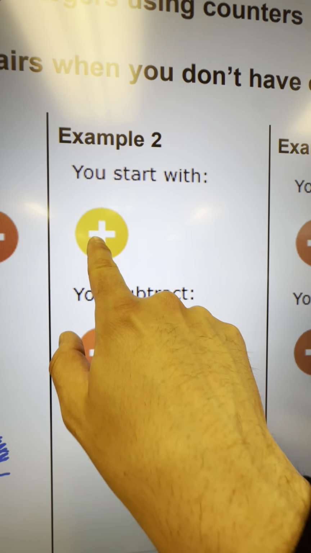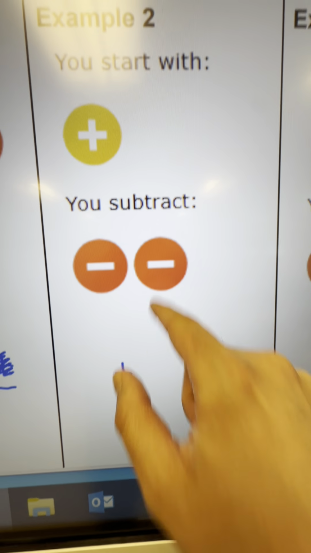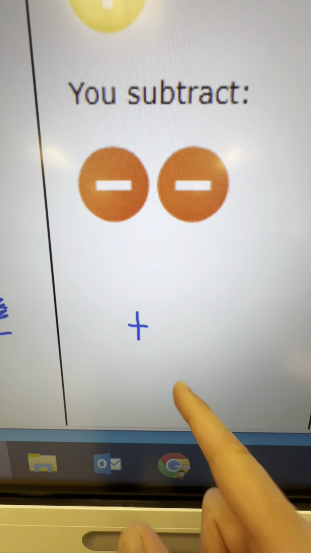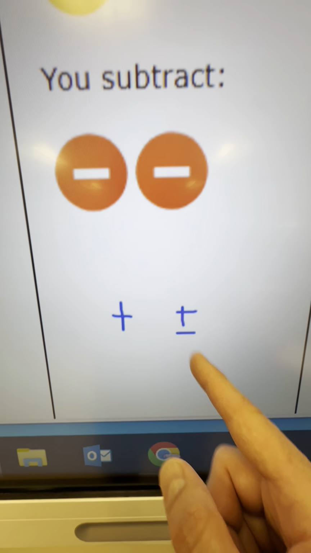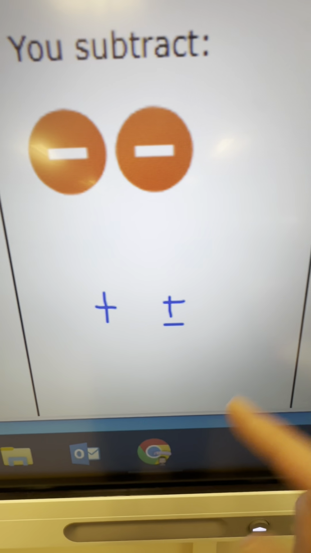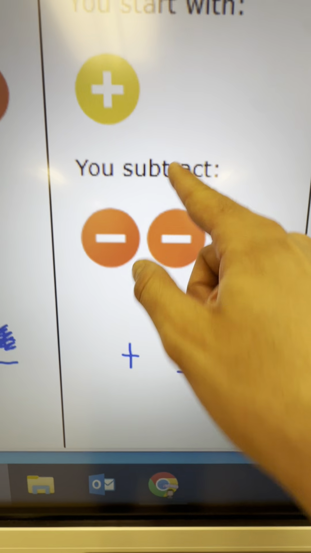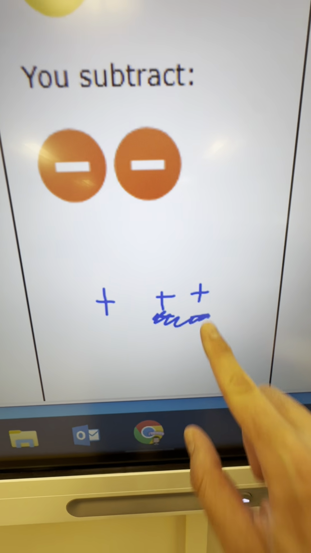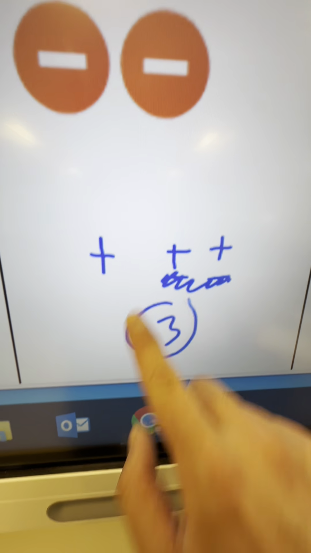Example number 2, it says you're going to start off with 1 positive. So I start off with 1 positive. It says to subtract 2 negatives. So ask yourself, do you have any negatives here? No. So I'm going to add a 0 pair, and I ask myself again, do I have enough negatives? Do I have 2 negatives? No. So I do another 0 pair. Do I have 2 negatives now? Yes. So now I'm going to subtract those 2 negatives, and you can see I'm left with 3 positives. That means my answer is positive 3.